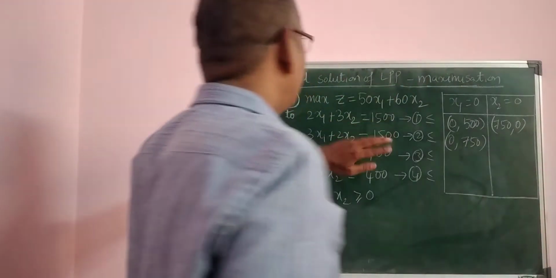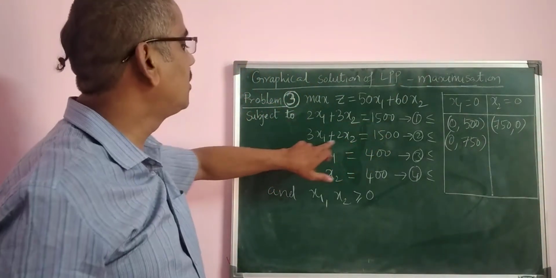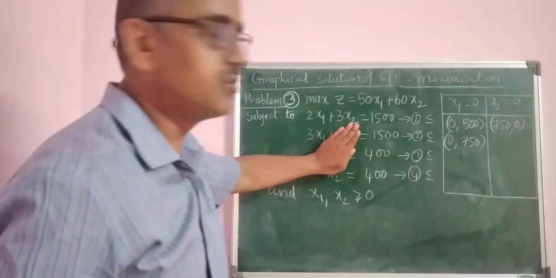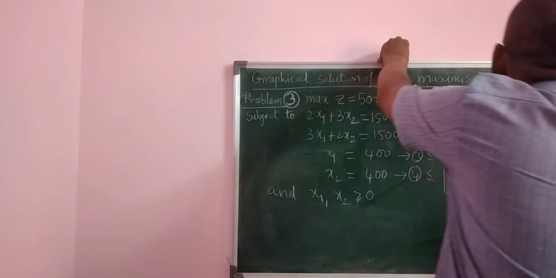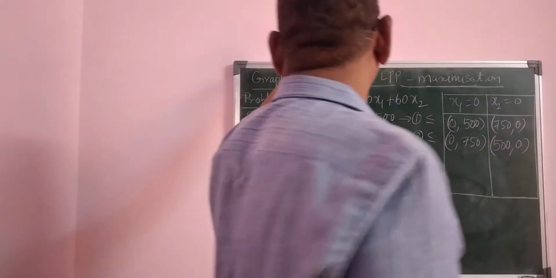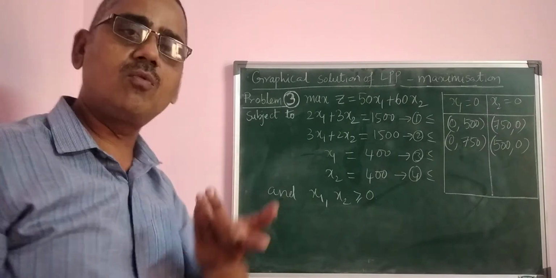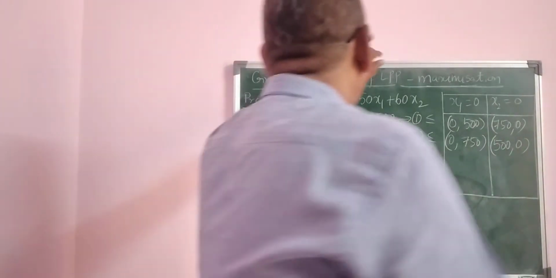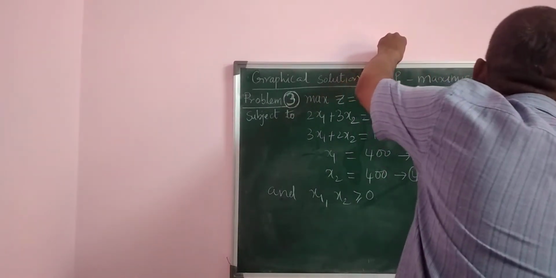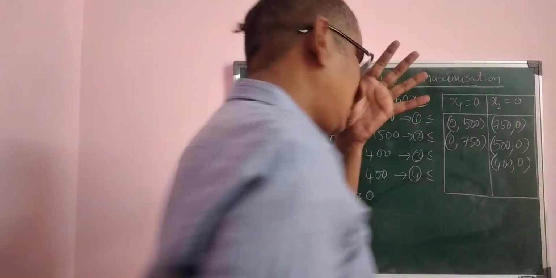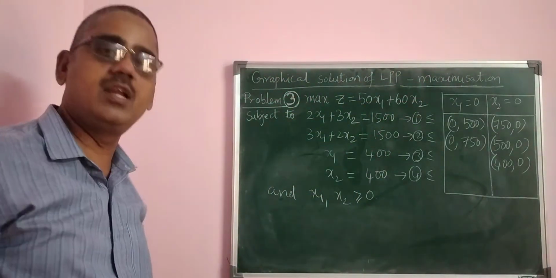And of course, it is the reverse equation. If x2 is 0, 3x1 is equal to 1500 and x1 is equal to 500. So therefore it is (500, 0). For the next equation, x1 is equal to 400. So one particular point is required to draw this. So therefore x1 is equal to 400, which means this is (400, 0). No other particular point is required to draw the straight line.